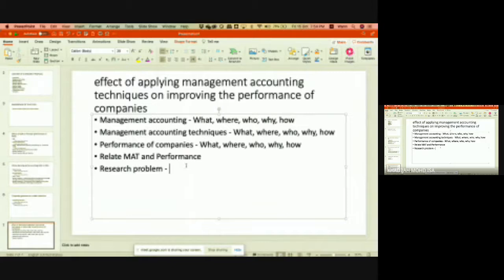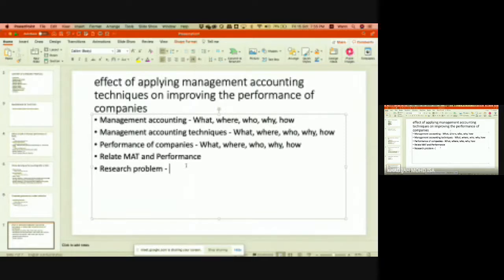Normally your readings will help you with identifying the research problem. It means that you have to look into papers or articles that talk about management accounting techniques and performance and how they relate that with the performance, and then from there you can identify the problem. If you look into your other topics as well, that's how you do it.